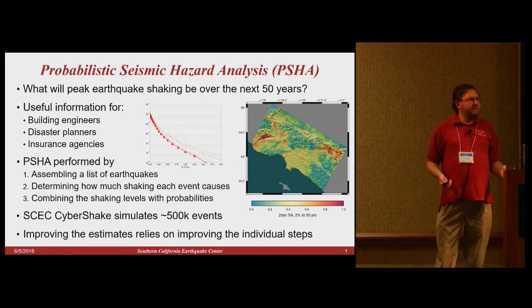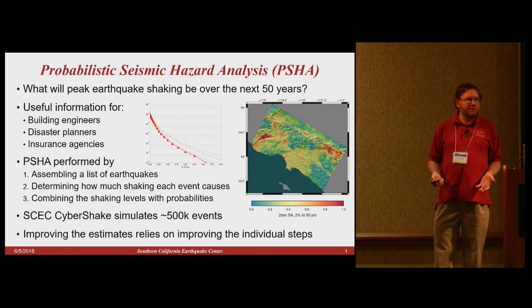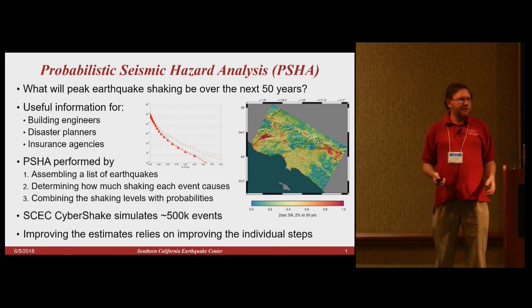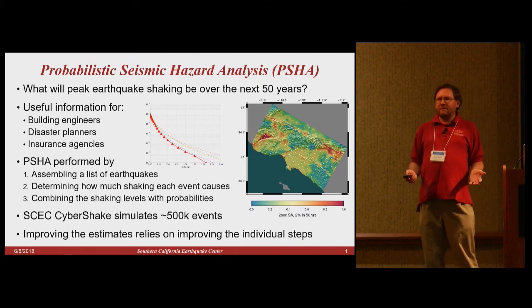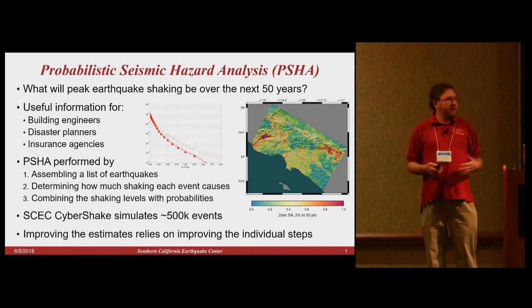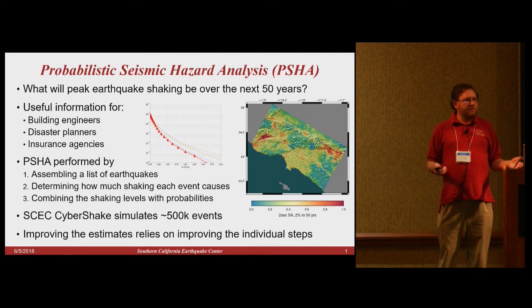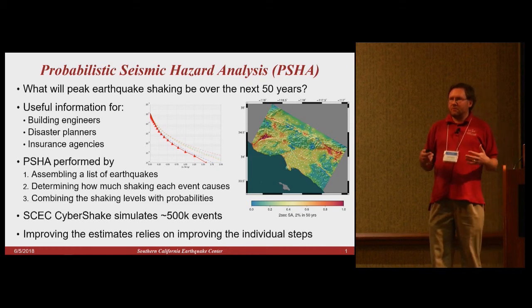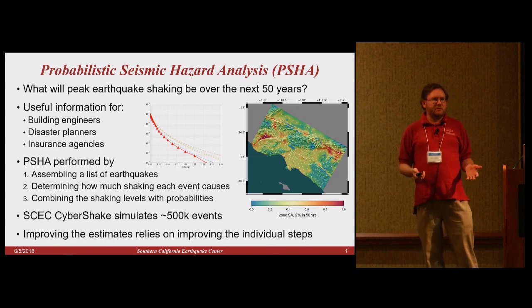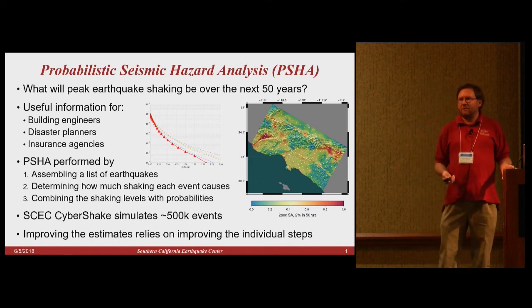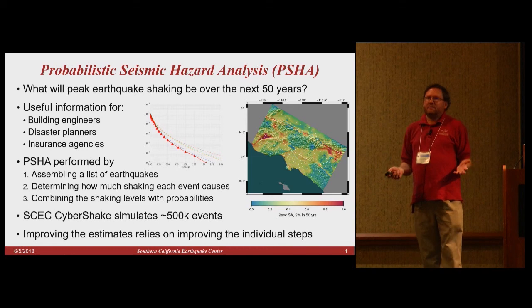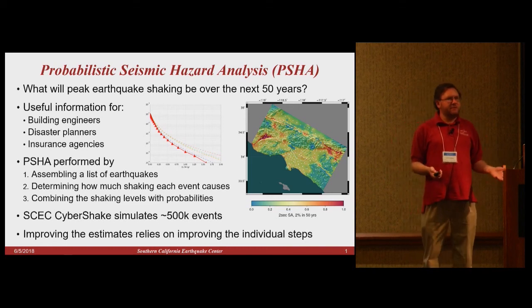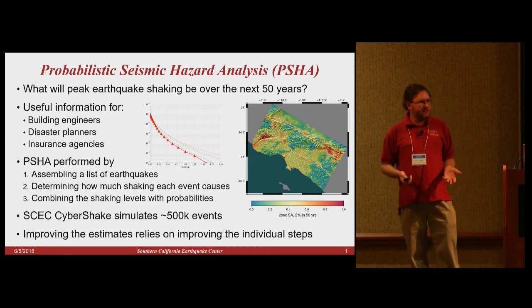And obviously, having this information is useful for a lot of different applications, right? For doing things like building buildings and figuring out how strong they need to be, planning for earthquakes, emergency planning and disasters, and for insurance agencies to set insurance rates. And so the way that we do probabilistic seismic hazard analysis, or PSHA, is actually pretty straightforward. We start with a list of earthquakes. We say, okay, what are all the possible large earthquakes that might occur that might affect your location of interest? Say, for example, downtown Los Angeles.